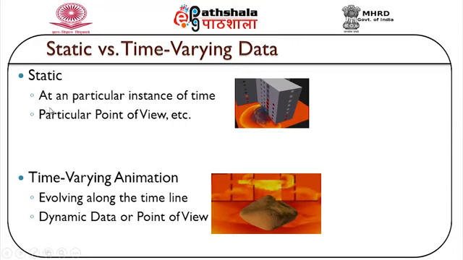So a static data set is one which is static at a particular instance of time and at a particular point of view, whereas in a time varying animation it evolves around the timeline and the dynamic data is represented, or with respect to the point of view I can just rotate and see what happens. So such kind of animations are called time varying animations.